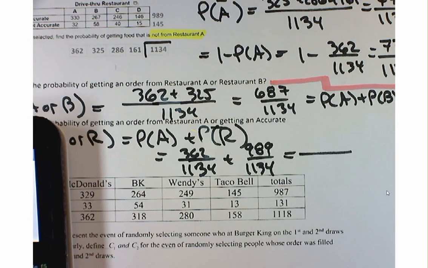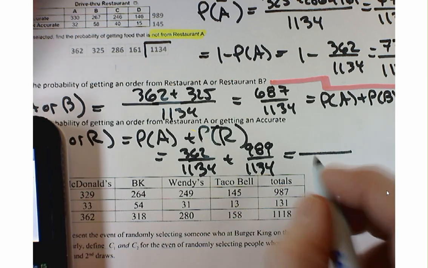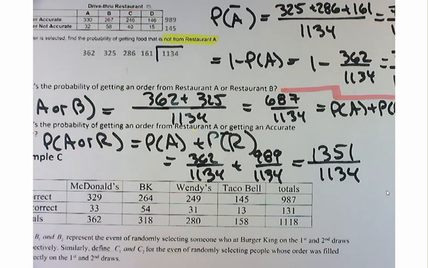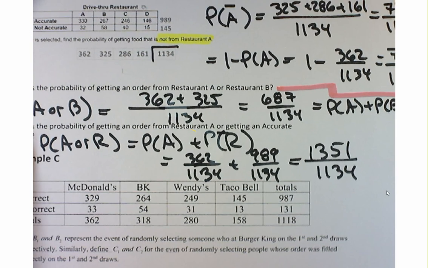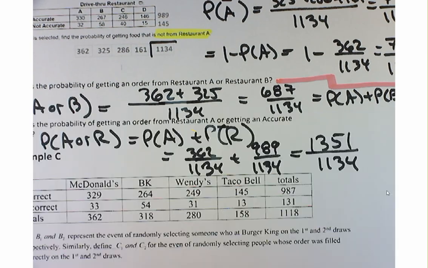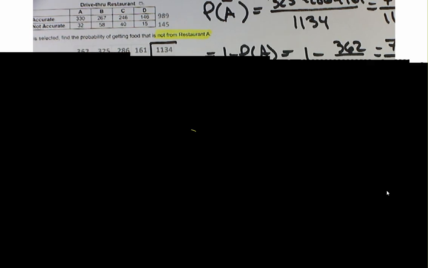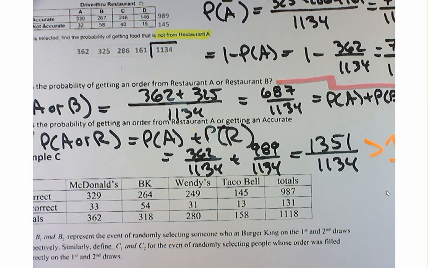So let's see, we've got 362 plus 989. That gives me 1,351 over 1134 for the probability. I joked earlier that if you gave me an answer like this, I thank you ahead of time, because you're making it very easy for me to grade. No partial credit, just wrong. What's clearly wrong with this? It's greater than 1. So if you see something that's greater than 1, you know it's wrong. It'll just never ever happen in this class that you get a probability greater than 1. Probability of 1 is as big as they get.